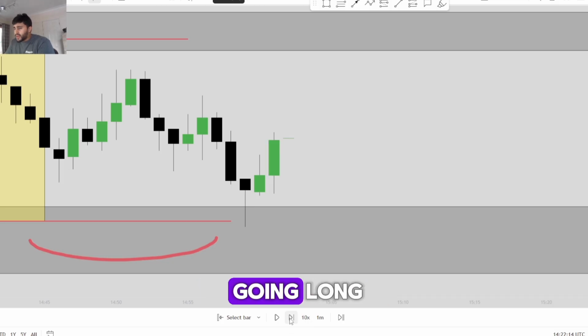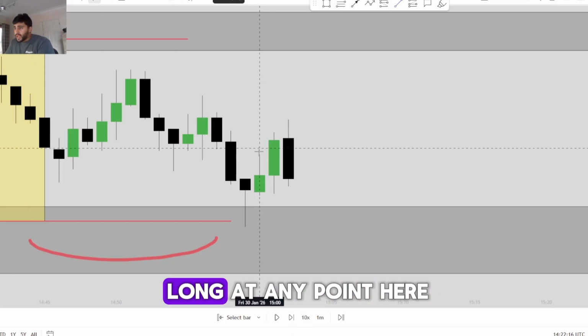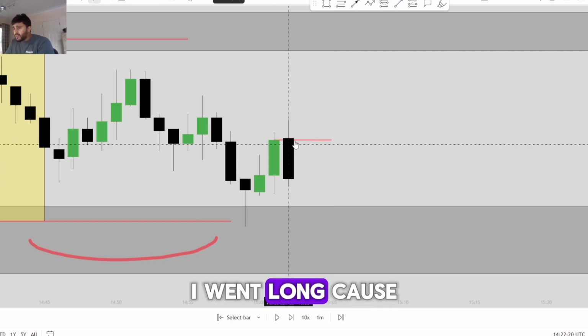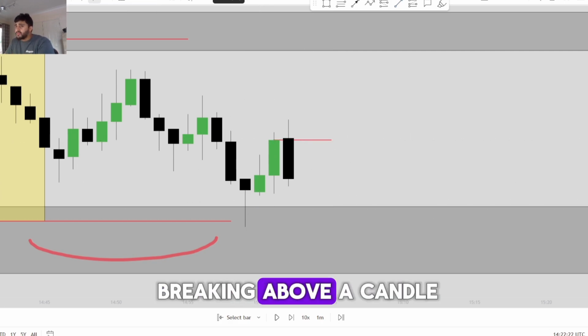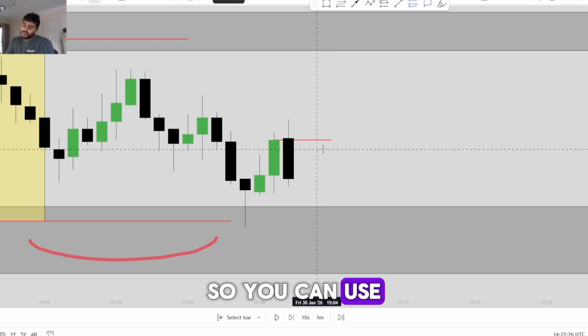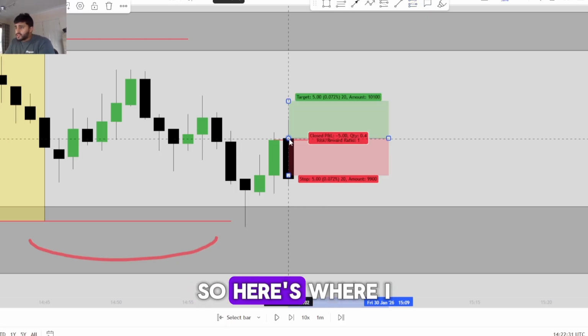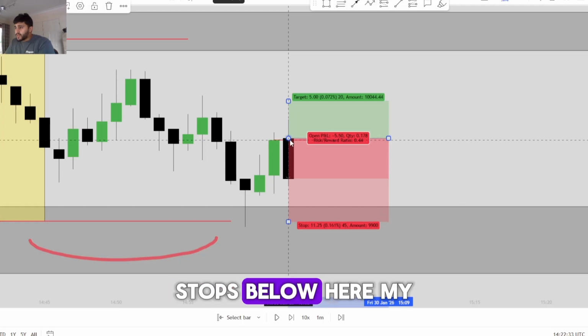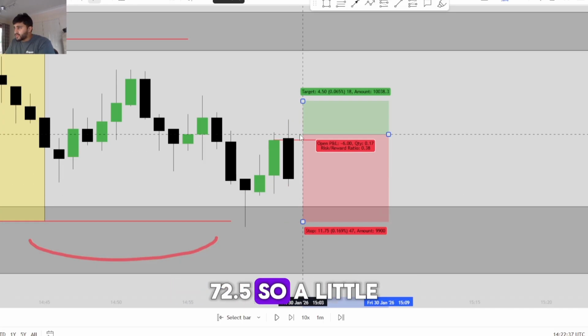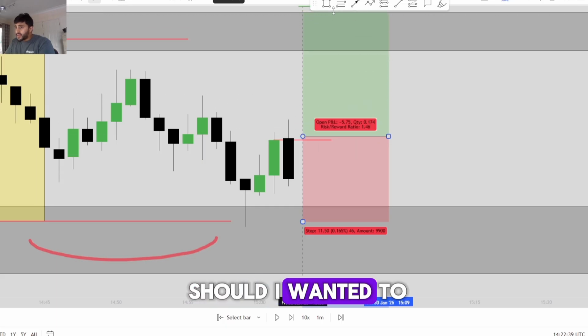In terms of going long, I'm comfortable to go long at any point here. This is where I went long. I went long because I want to see price breaking above a candle body. That's typically what I'm waiting for. You can use candle breaks, but only if they're backed up with the order flow. So here's where I went long. Again, stops below here. My long position, I think, was 69.72.5, a little bit later than I wanted to enter.